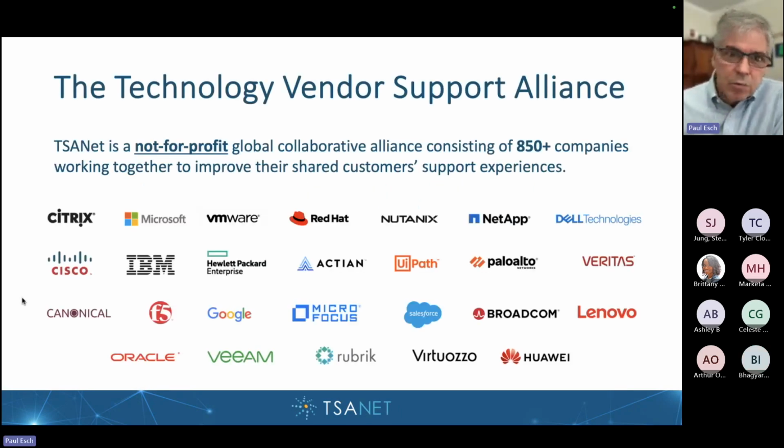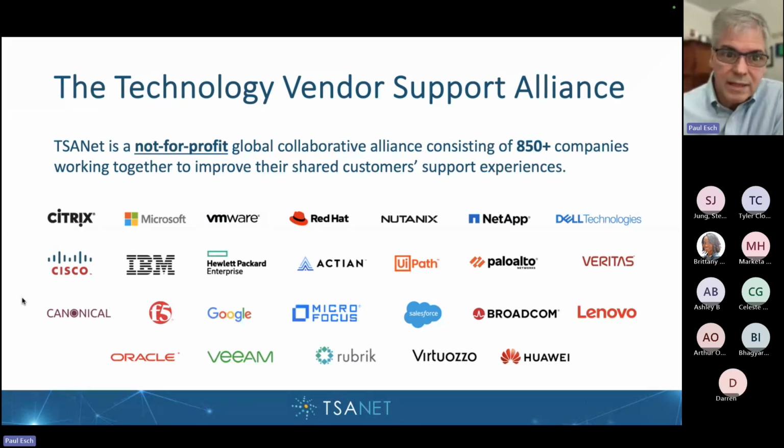So just a quick overview, if you're brand new to TSANet, a quick understanding of what TSANet is. It's designed as a not-for-profit collaborative alliance, and really the focus is on improving our members' shared customer experiences. So multi-vendor support is really what underlies the role of the organization. And you can see here 850-plus companies. TSANet has also been around for over 30 years, so definitely a well-established alliance.